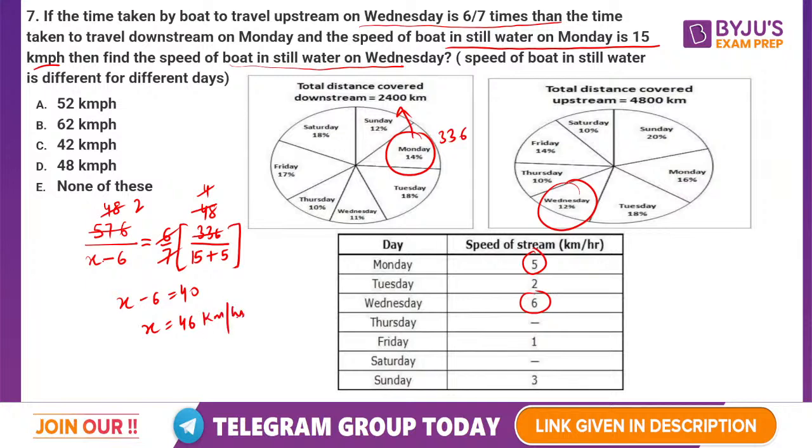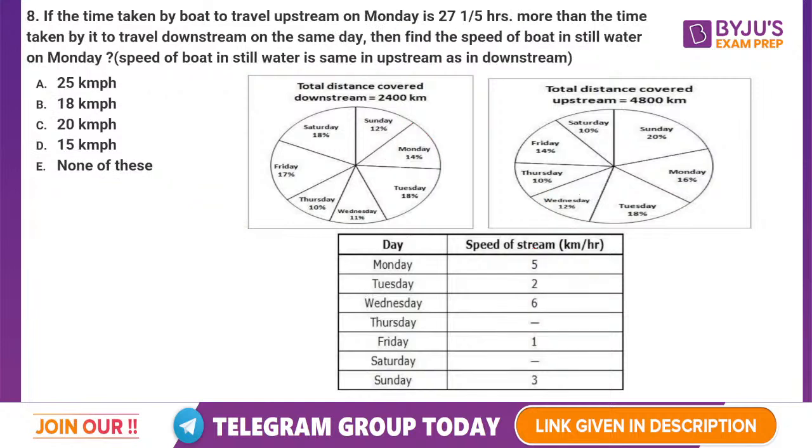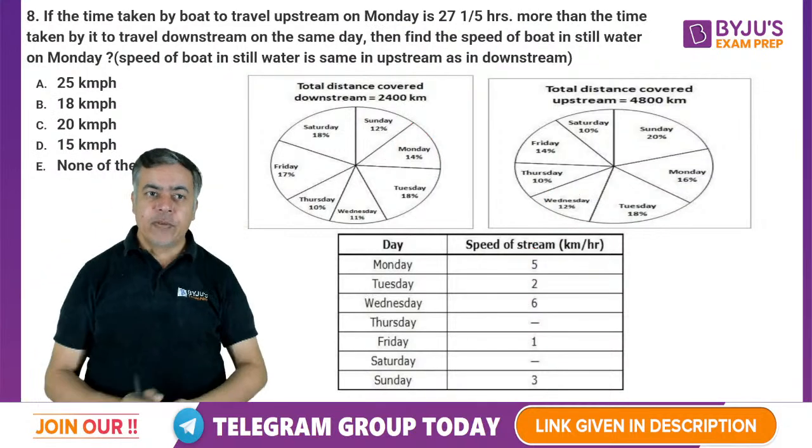So my x, the speed of the boat in still water on Wednesday, is 46, right? Which is option E, 46 km per hour. Okay, so I have taken the distance by speed. Now for speed you need to take b minus s in case of upstream, right? B plus s in case of downstream. Okay, so let's move to the next question and I will come back for a while.